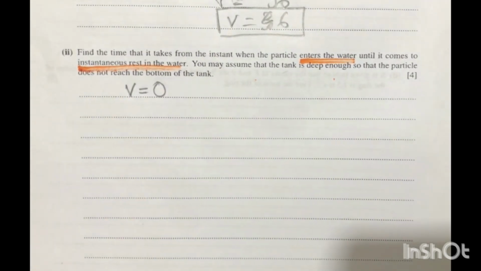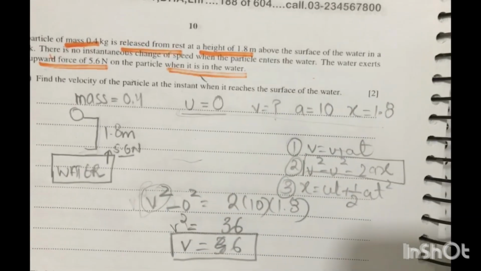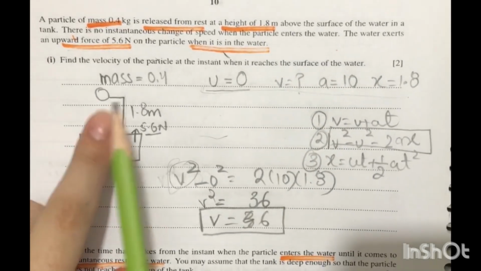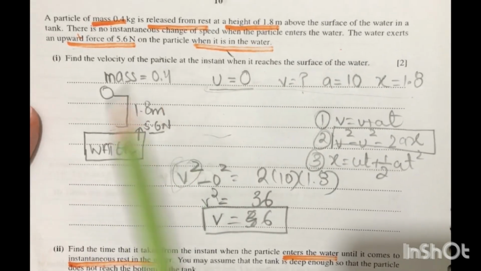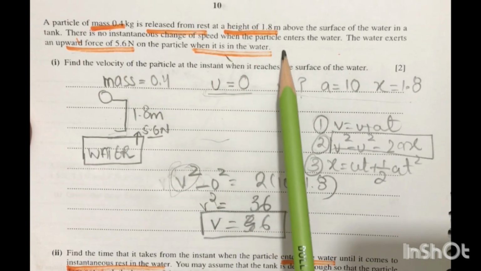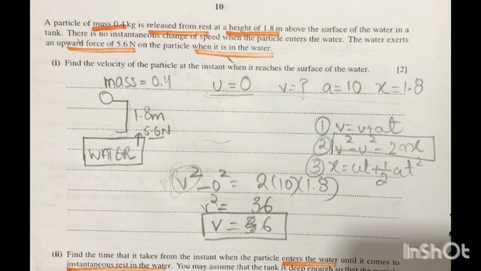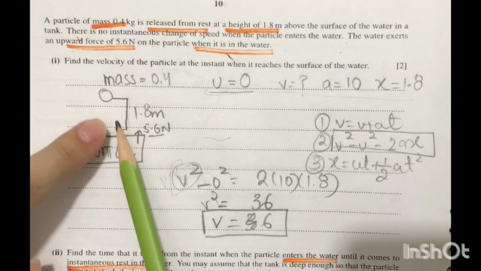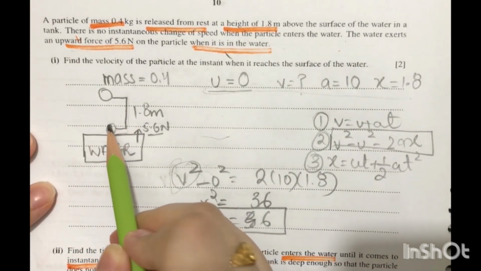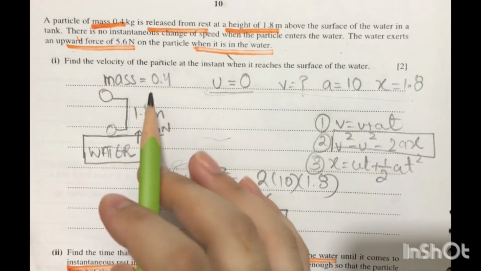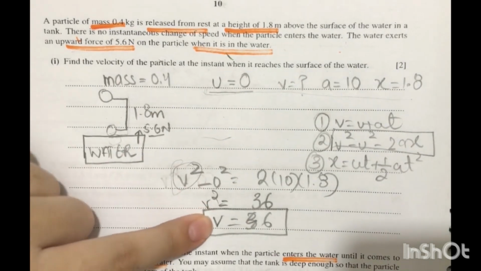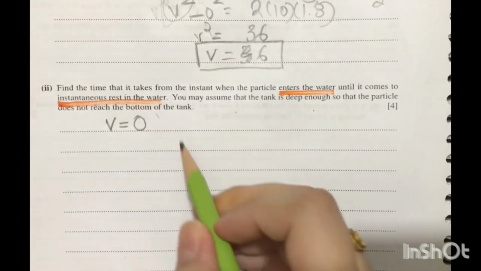And so in the first part we found out the speed of the particle when it reaches the surface of the water. They've also given us another key piece of information, which is that there is no instantaneous change of speed when the particle enters the water. What the examiner is trying to tell you is that the speed at which the particle is moving at this point will be the same speed that it will have when it hits the surface of the water. So that means that this speed is the initial speed in this question.